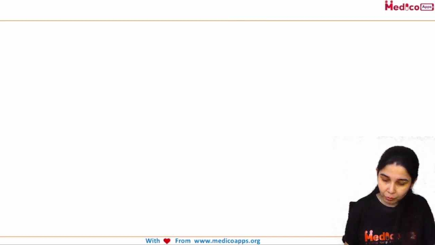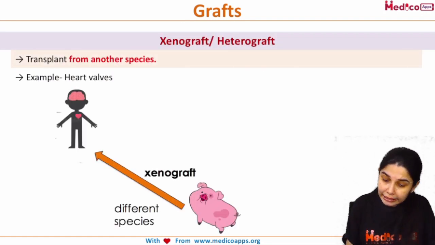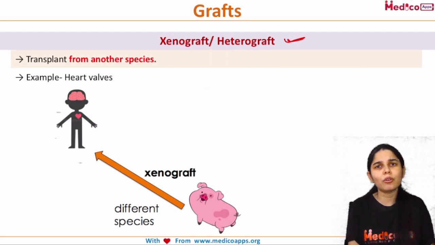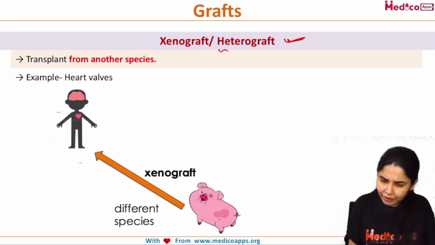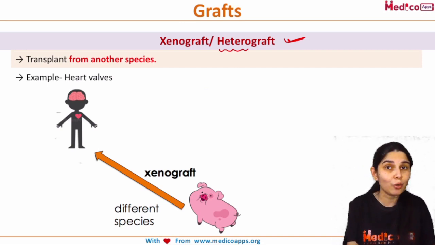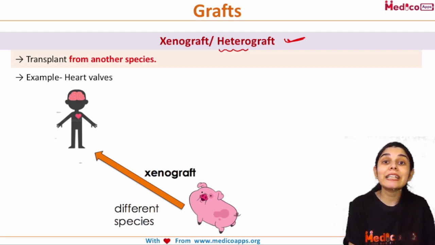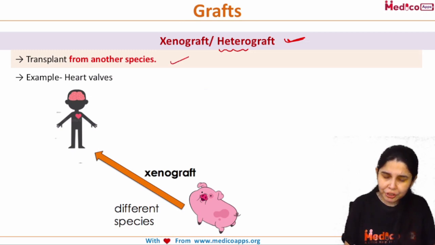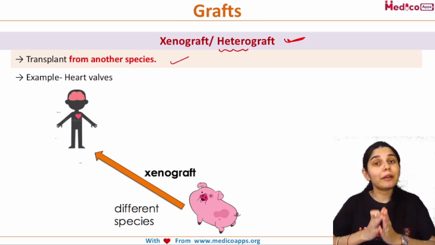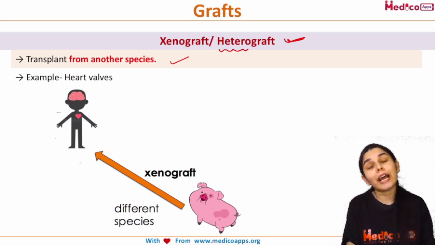The second option here was the xenograft or the heterograft. What is a xenograft or heterograft? The word itself, heterograft or xeno, gives you half the meaning. To make it easy, let me define it. When a transplant of tissue is taken from one species to another species, that means from an animal to a human being, that is what we call a heterograft.